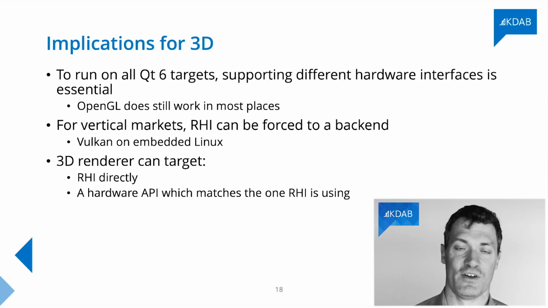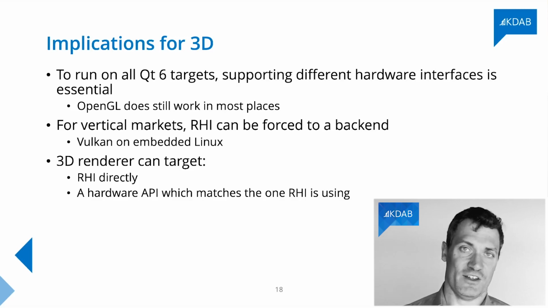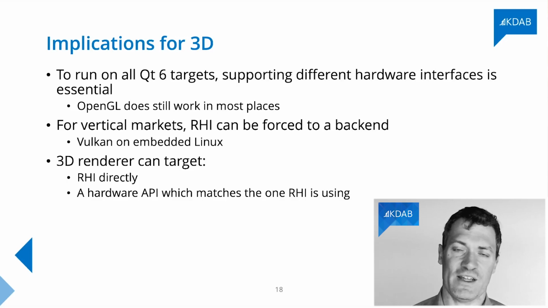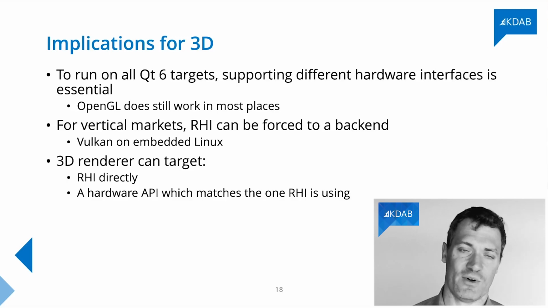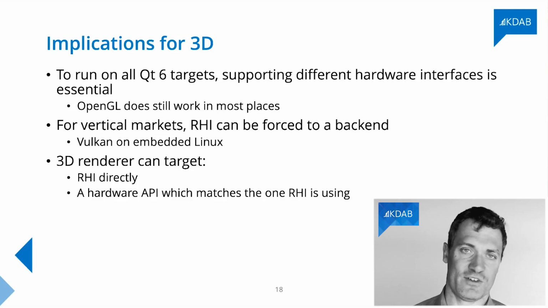So where does this leave us? Well, if we want to run on Qt6, we support the different hardware interfaces that it itself supports, whether that be Vulkan or Metal or something else. However, OpenGL is very widely supported. It runs on nearly all these platforms in some form or another. So as a migration strategy or as an initial way to get a proof of concept, OpenGL is still a reasonable way to proceed. If you're targeting a particular vertical market, such as a Linux embedded system, then it's completely reasonable to tell Qt6 and RHI to use one backend, such as Vulkan.